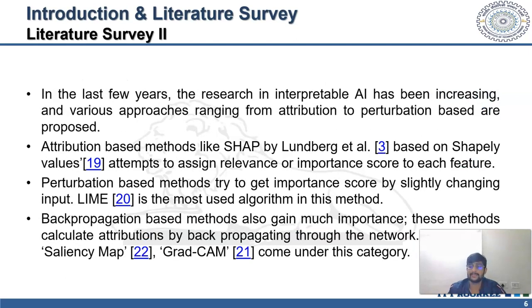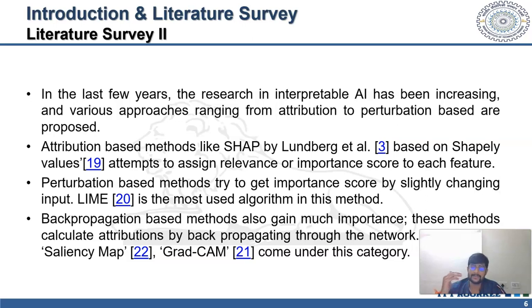Speaking of interpretable AI, it has gained importance in the last few years. It is because of the black box nature of DNNs and the mistrust that it creates. Interpretable AI is basically of 3 types. We can speak of attribution methods, perturbation based methods, or backpropagation based methods. Attribution based method means assigning some relevance or importance score to each feature, in the case of images, each pixel, to get a feature map. The main work in this field is SHAP by Lundberg and his team. It is based on Shapley values and is quadratic in computation.